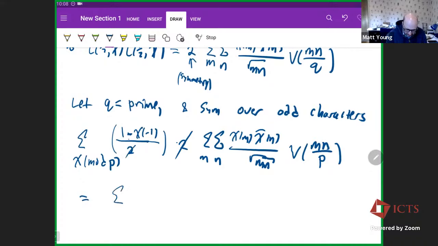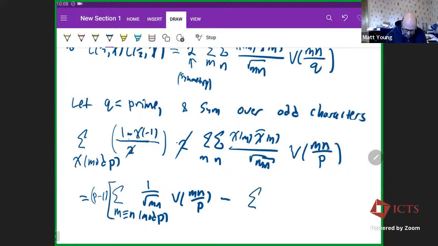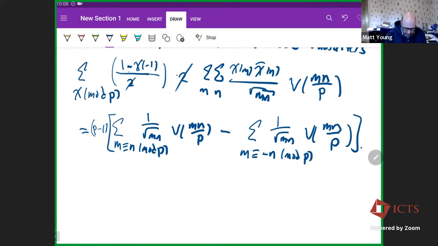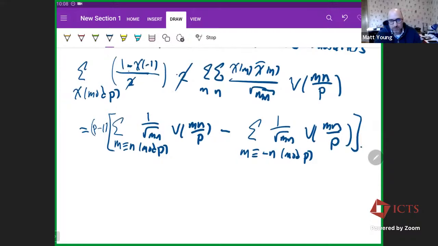So I'll get a double sum. I'll get p minus 1 from the number of Dirichlet characters. So the first sum without the chi of -1 will tell me that m is congruent to n mod p, 1 over root mn, V of mn over p. And then the part with the chi of -1 term, that's m congruent to -n mod p, 1 over root mn, V of mn over p. Great. So now we're in business. This is pretty easy to handle now.